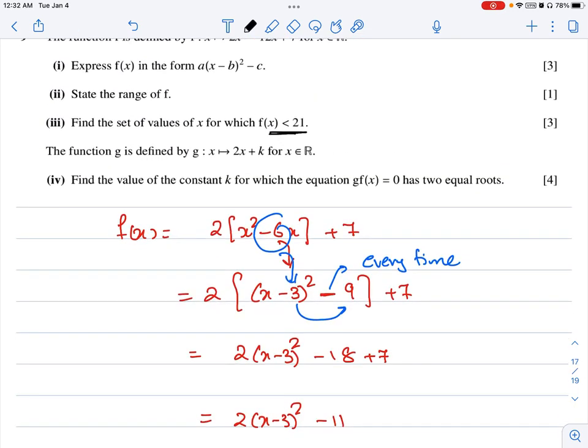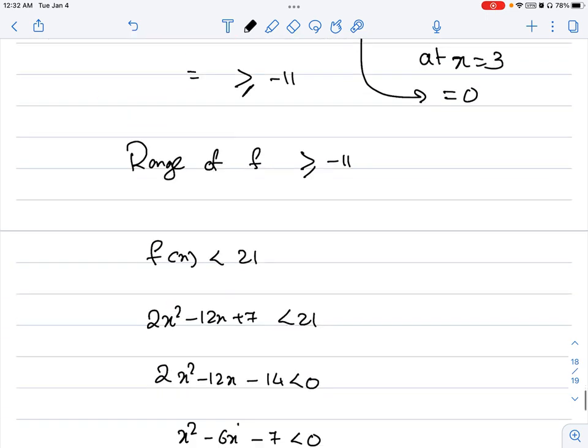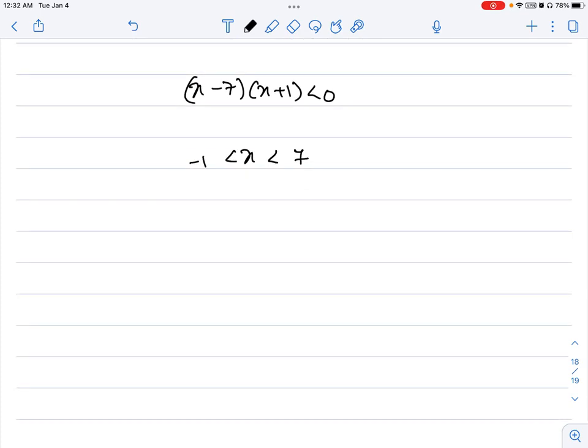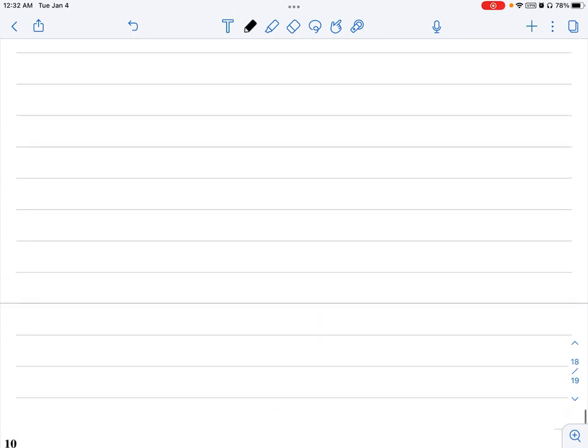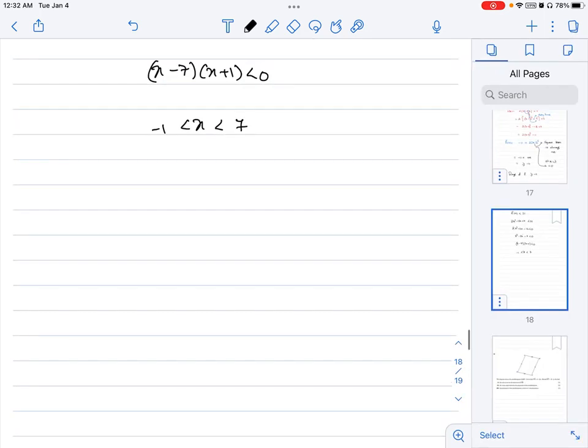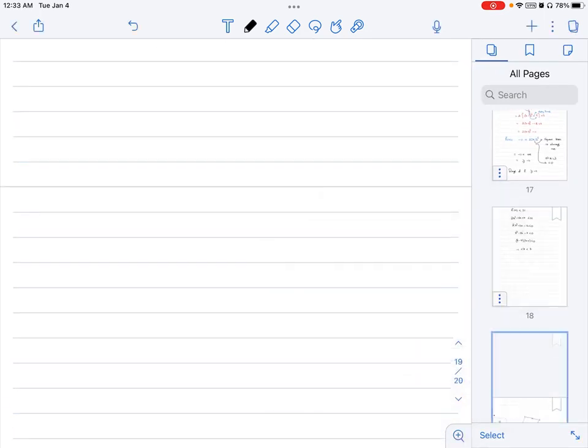Then g of x is defined: g of x is equal to x plus k for x belongs to R. Find the value of constant k for which g of f of x is equal to 0 has two equal roots. So let me add a new page and start in a new page.